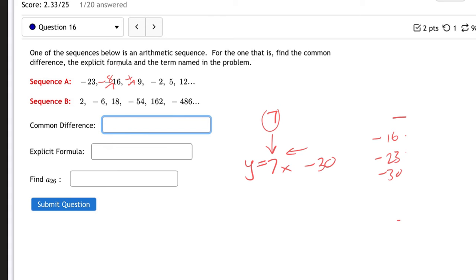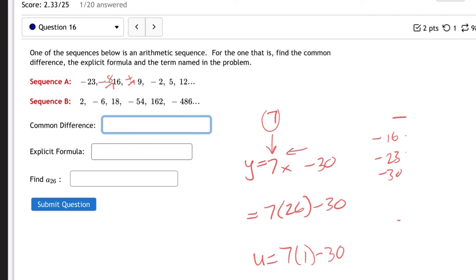7x minus 30. And then a of 26 would be 7 times 26, I'm hoping, minus 30. I'm kind of plugging this in right now. If I have y equals 7 times 1 minus 30, would that give me the first term? That would be 7 minus 30, which would be negative 23. So that works. Okay, so I just need to plug these all in.